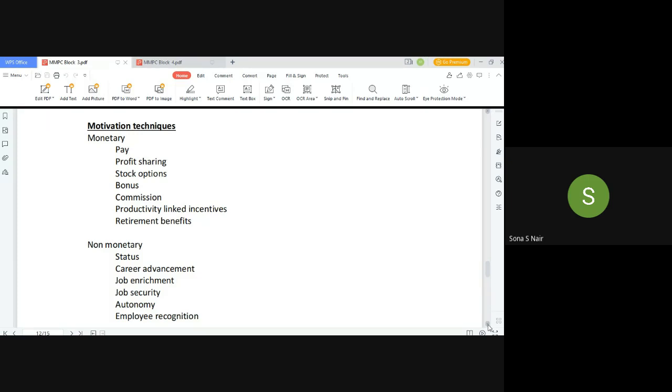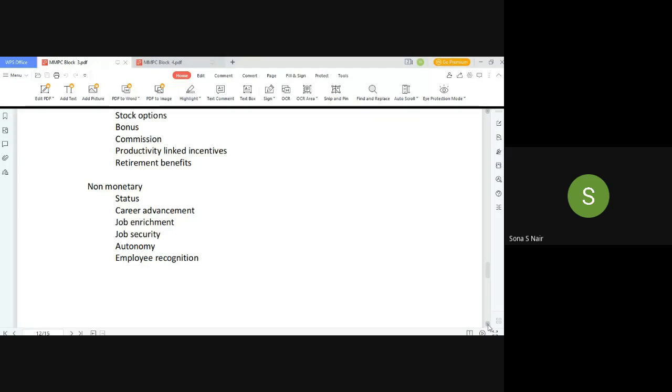Nowadays most organizations use non-monetary techniques because they don't have to spend money on that. The status or rank or position, career advancement opportunities, job enrichment. Now, job enrichment, I think you have an HR subject, so you must have come across that word. Job enrichment would mean adding elements to our job which make it more interesting, satisfying and challenging. Job security, security of the job, right? Autonomy, like we said, is a very valued cultural element. And employee recognition. These are all non-monetary motivation techniques.